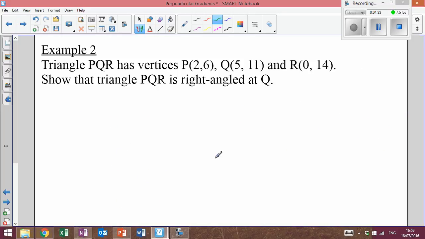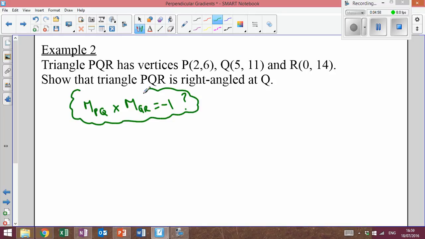Here, example 2: triangle PQR has vertices as given. Show that triangle PQR is right angled at Q. Now, if we want to show that it's right angled at Q, we need to show that the gradient of PQ multiplied by the gradient of QR is equal to negative 1. That's what we need to show, because we know for perpendicular gradients, they multiply to give negative 1.